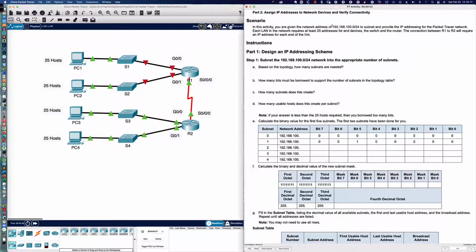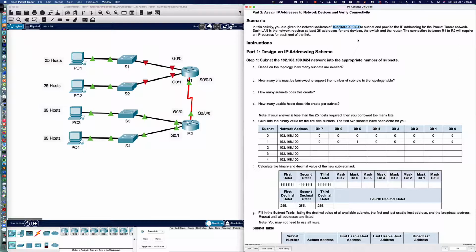Now, here is the network address that we have been given, 192.168.100.0/24. Now, this is going to be super convenient for us because it's a Class C address by default, meaning that it's the most familiar part of the subnet addressing we've been doing for quite some time here in the course, at this point for a number of weeks.